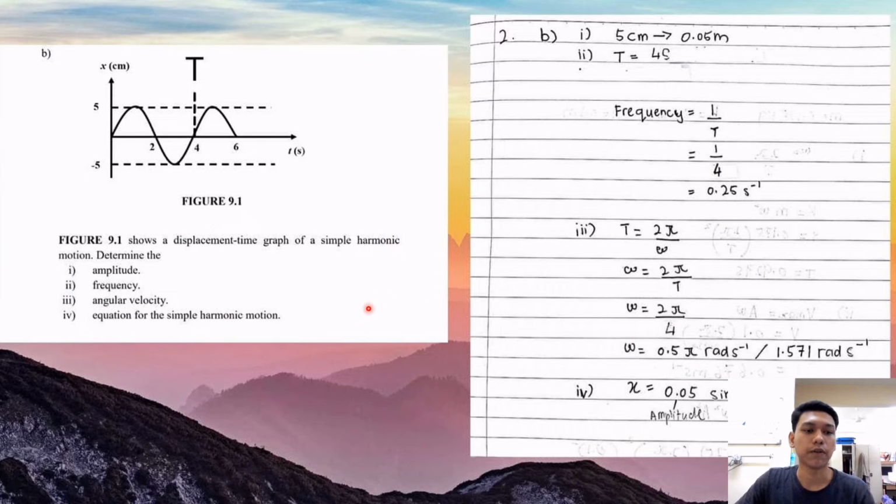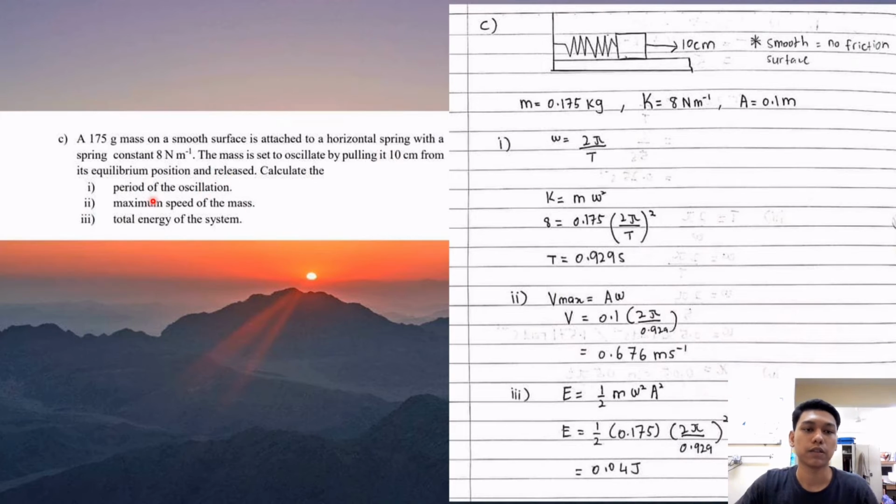And the fourth one is the equation for the simple harmonic motion, x equal to 0.05 sine 0.5 pi t, where the amplitude is in meter and the angular velocity is in radian per second. Next is C.